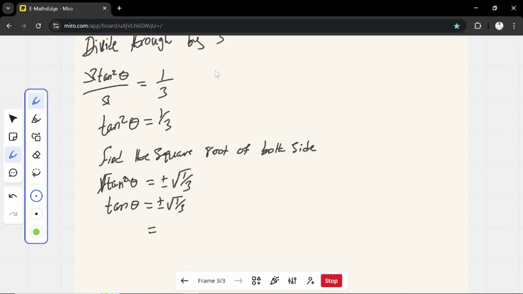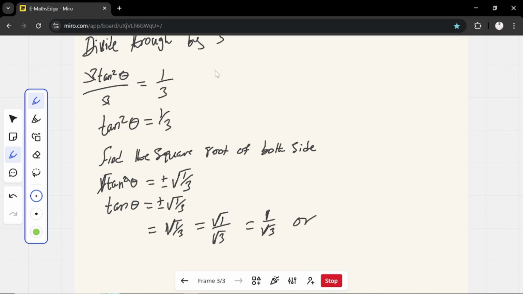So, this is equally the same thing as the root of 1 all over 3, which is the same thing as the root of 1 all over the root of 3, okay? And the root of 1 is 1 all over the root of 3, okay?